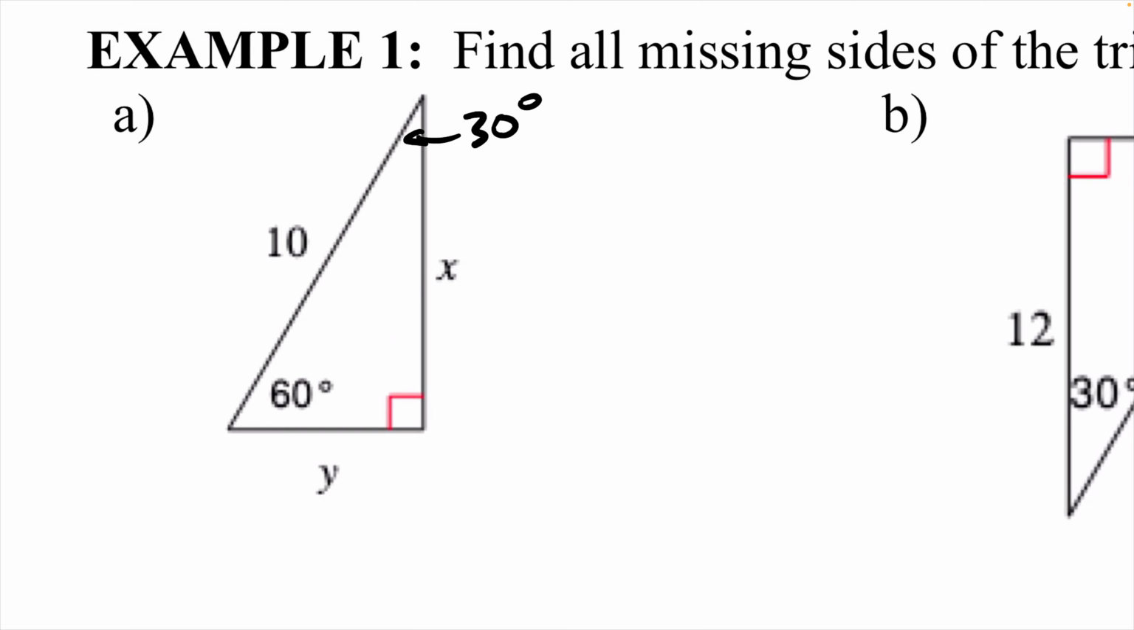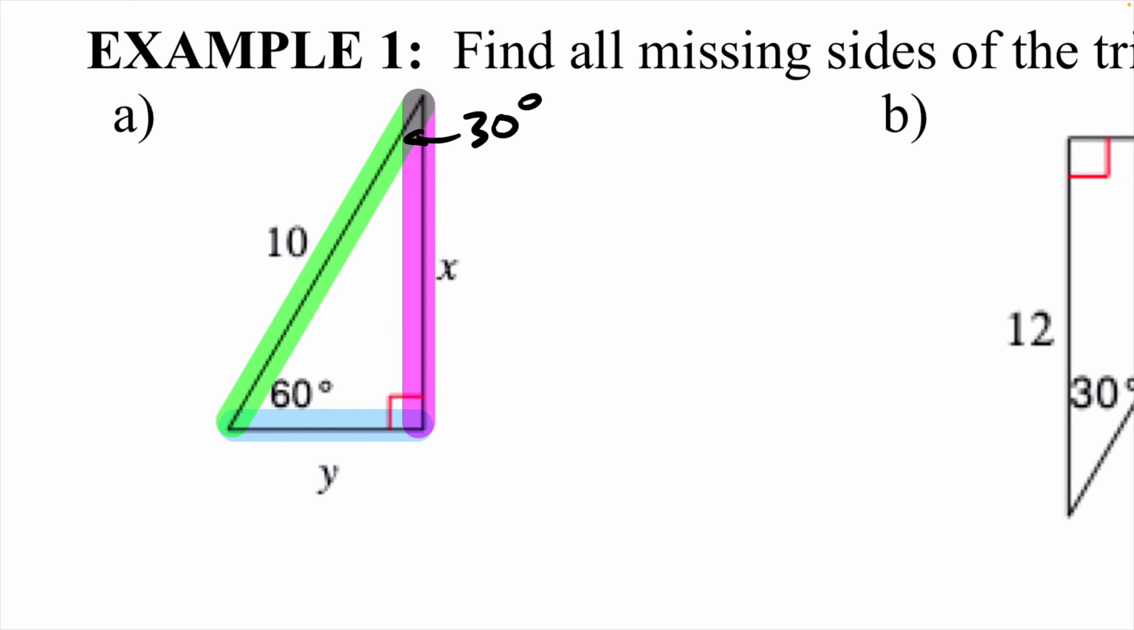Is that the short leg, the long leg, or the hypotenuse? It's a hypotenuse, right? How do we know that? Because it's opposite of the right angle. So we know, let me color code this, we know the hypotenuse. We have to find this side and this side. Okay? So first of all, we got a short leg and a long leg. Which one's the short, X or Y? And which one's the long, X or Y? And how do we know?